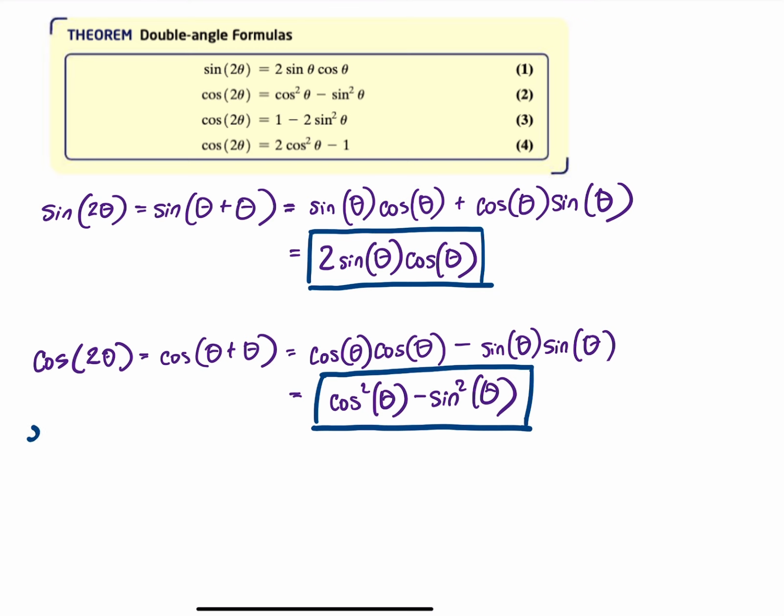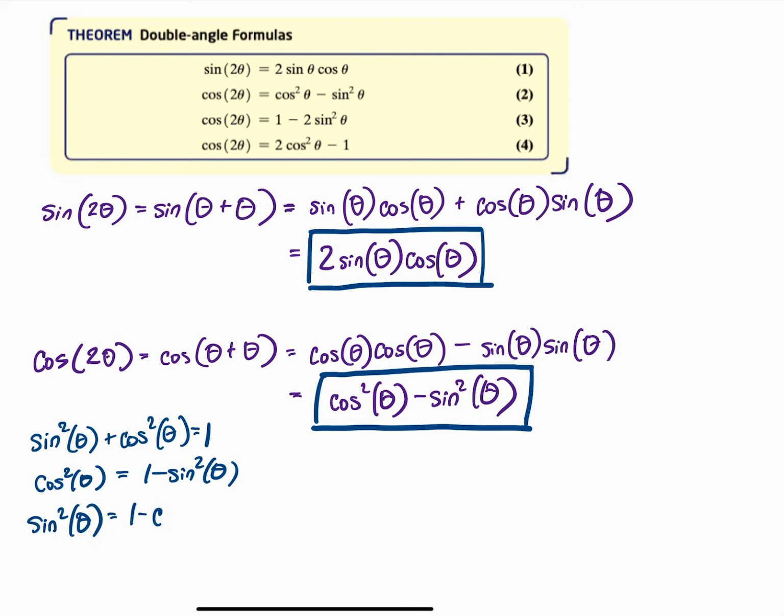So this is coming from the Pythagorean identity, sine squared plus cosine squared equals 1. Well, if I subtract sine squared over, I can say cosine squared equals 1 minus sine squared. Or if I subtracted the cosine squared over, I can say sine squared equals 1 minus cosine squared. So these are useful. We can express the cosine in terms of the sine, or the sine in terms of the cosine if they're squared.